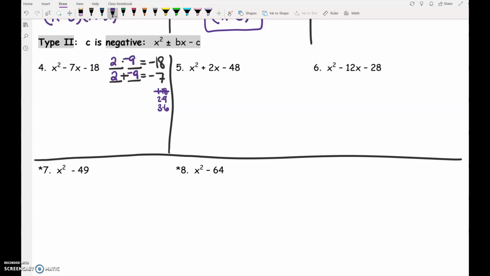So check one more time. 2 times negative 9, definitely negative 18. 2 plus negative 9, definitely negative 7. So our factored form is x plus 2, x minus 9.